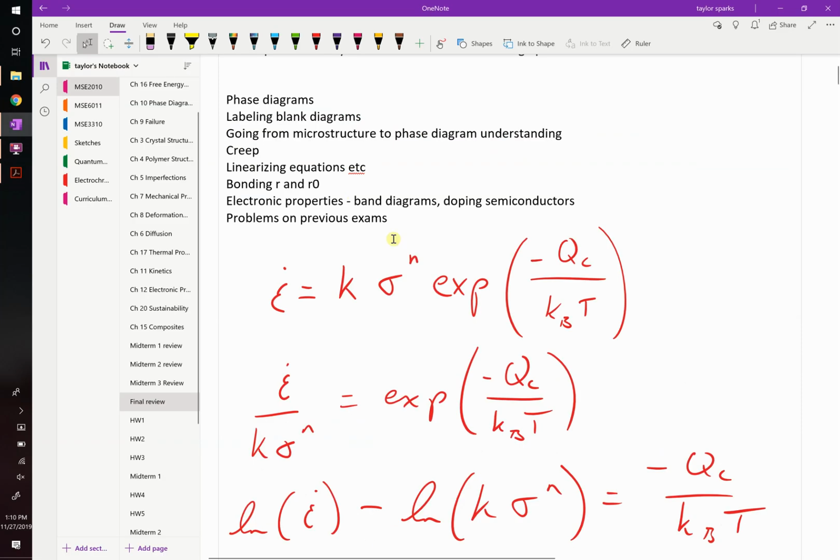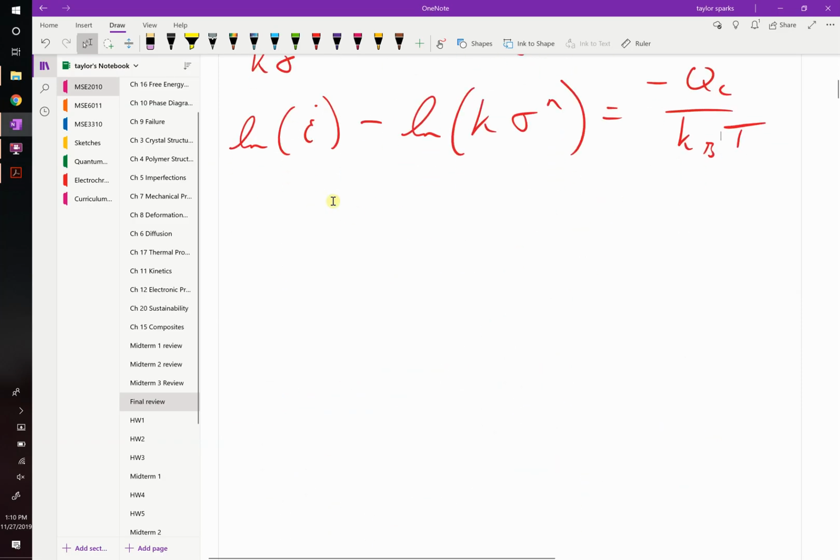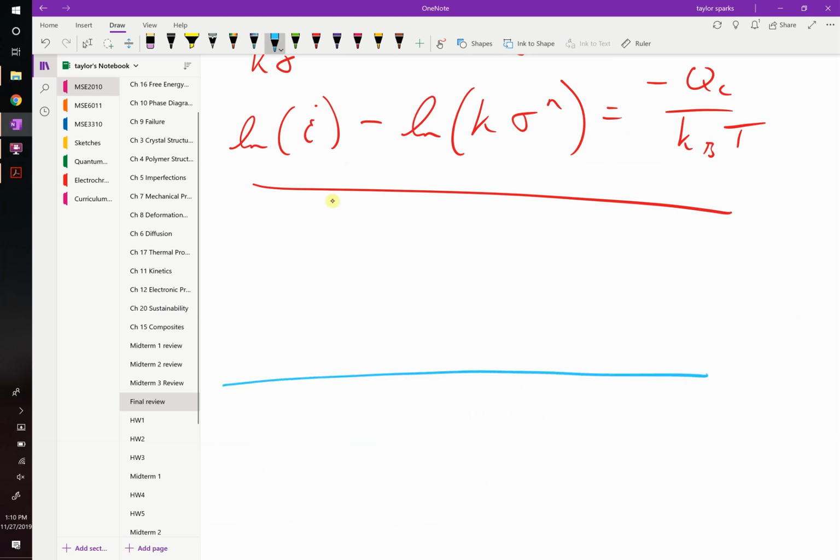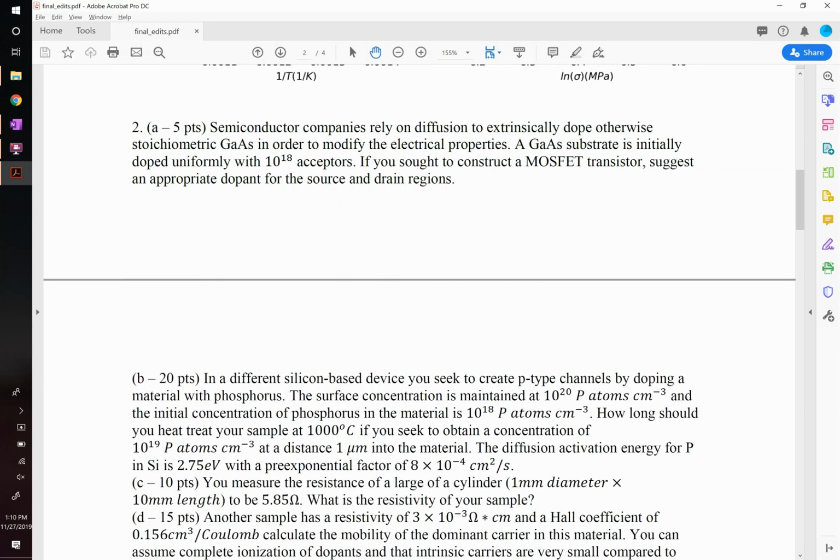So on this one, it's going to be helpful to remember what is going on in a MOSFET. A MOSFET looks like this. You've got your silicon, or in this case gallium arsenide, as your base material. And it's initially doped with what? N-type or P-type? It says it's initially doped uniformly with 10 to the 18 acceptors. Is that N-type or P-type? They are accepting electrons.